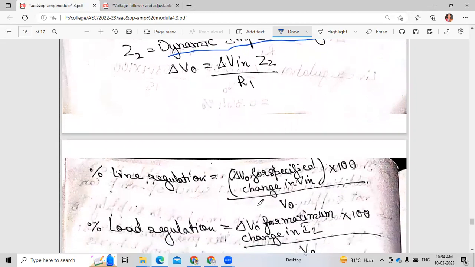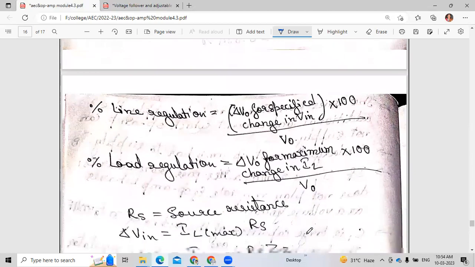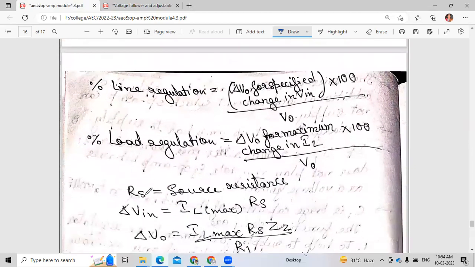That is, line regulation equals ΔV₀ for a specified change in Vin, multiplied by 100, divided by V₀. Load regulation can be written as ΔV₀ for maximum change in IL, multiplied by 100, divided by V₀. And here RS is the source resistance.